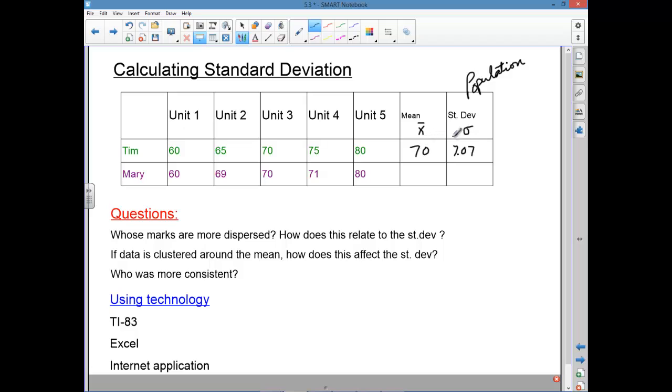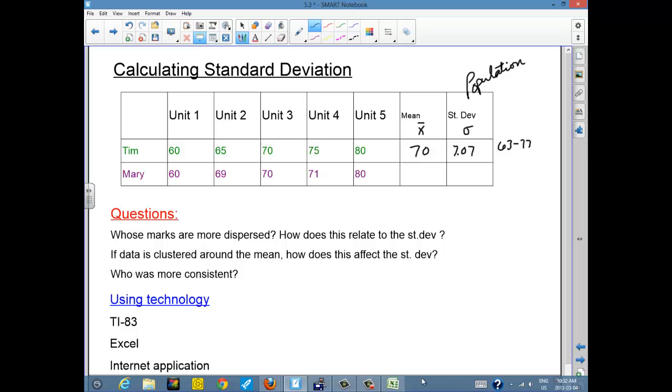So we could count on average that this is Tim's mean, and that on any given test he could be 7 marks lower than this mean, or it could be 7 marks higher. So he could range from 63 up to 77, which is what we would typically expect.